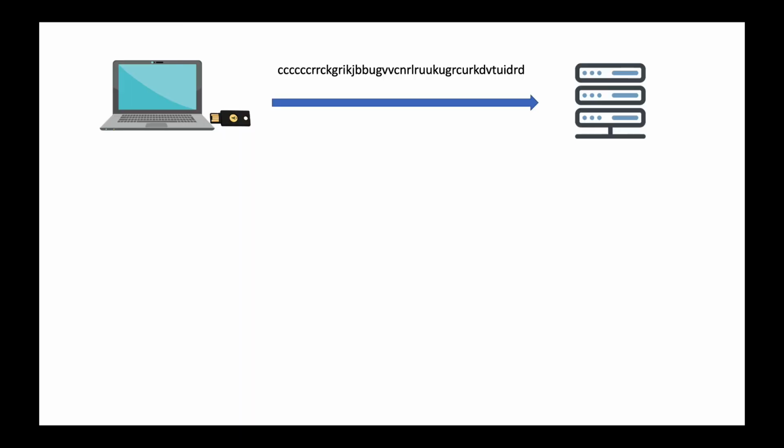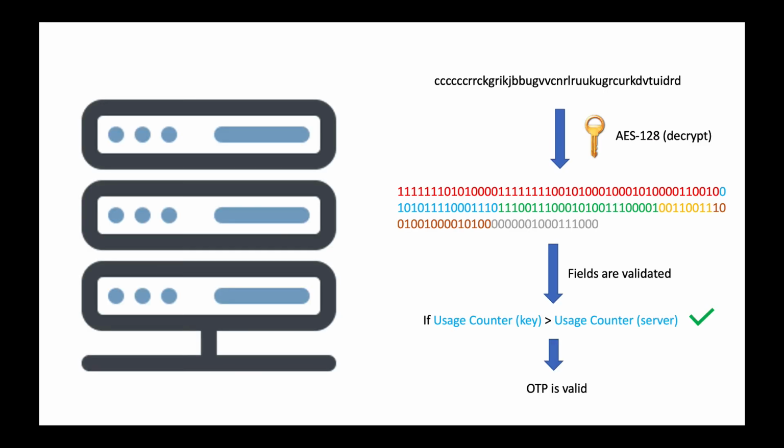Once the computer gets this information from your key, it's going to send it to the verification server. The verification server will then take this ModHex string, convert it to binary probably, and decrypt it using the same symmetric AES 128 key. Once the data has been decrypted, the validation server is going to make sure that all of the fields are valid, including the checksum, the private ID, etc. And then the last step before confirming that your OTP is valid is to make sure that the usage counter that came from the key is actually higher than the usage counter that the server has. And if that's the case, your OTP is going to be valid.